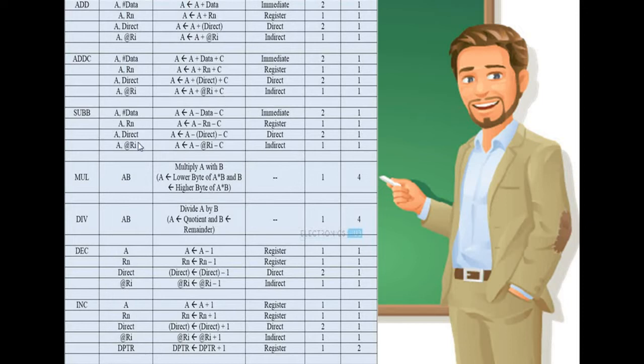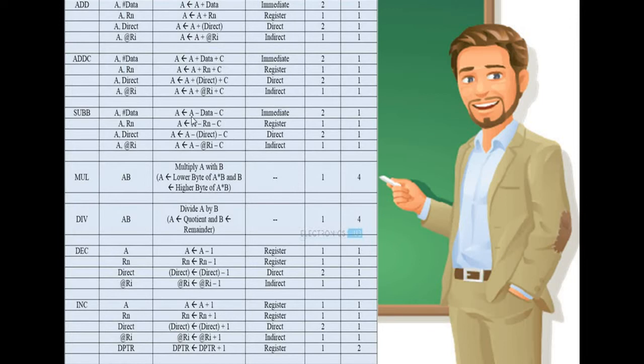Okay, coming to the subtraction. Subtract with borrow. Here, by borrow we mean what we have mentioned as carry. Carry here is nothing but a borrow. Here it is a carry, here it is a borrow.